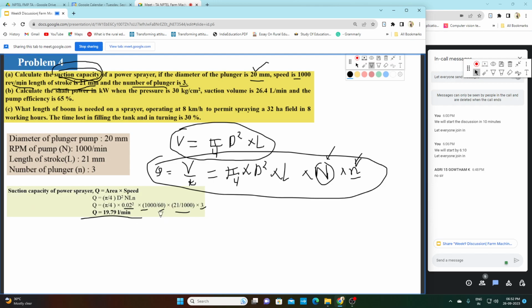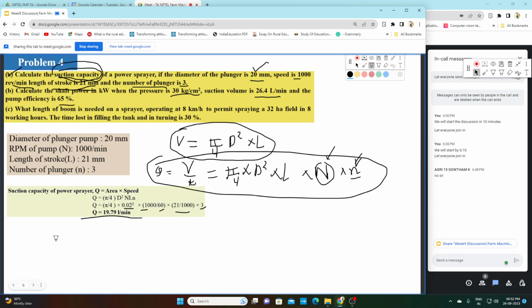Okay, this you know. So this part is over, and I think this part is clear to you all. Now move on to the second part. Calculate the shaft power in kilowatt when the pressure is 30 kg per centimeter square, the suction volume is 26.4 liter per minute, and the pump efficiency is 65%.